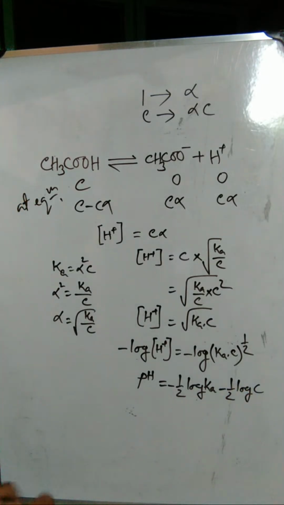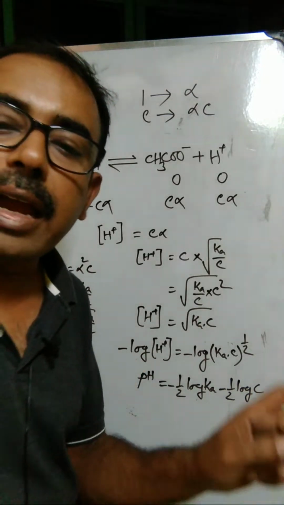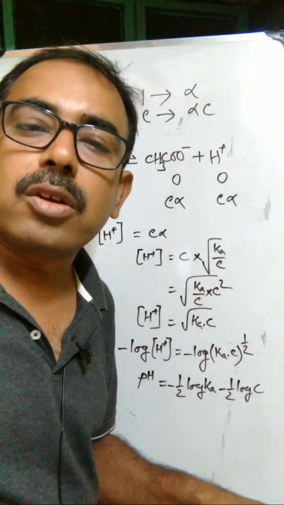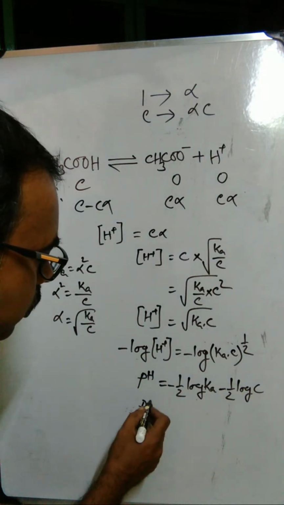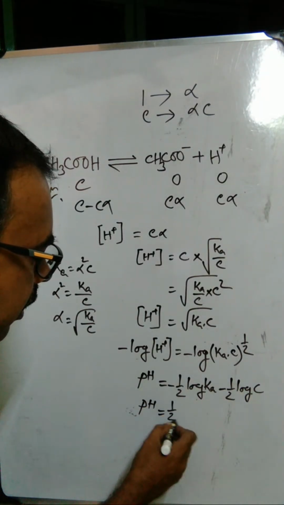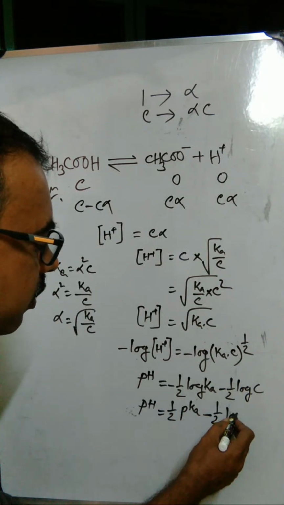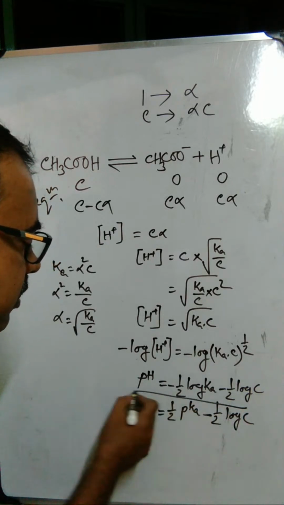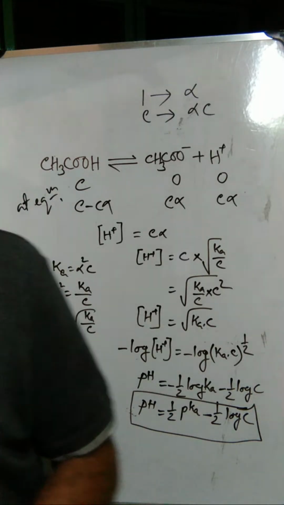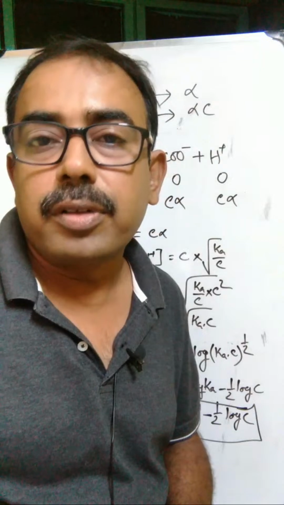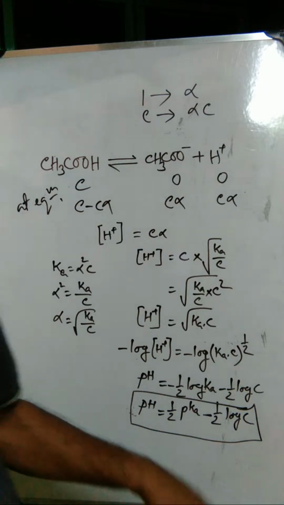Okay. Now negative logarithm of H plus ion is called pH, and negative logarithm of Ka is called pKa. Therefore we may continue that pH equals half pKa minus half log C. So this is the equation for pH of a weak acid. pH equals half pKa minus half log C.